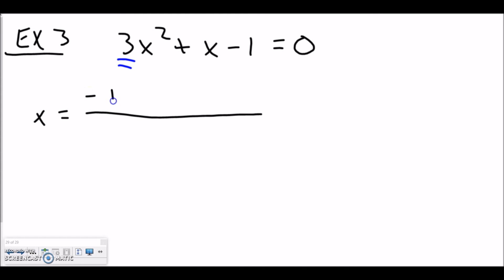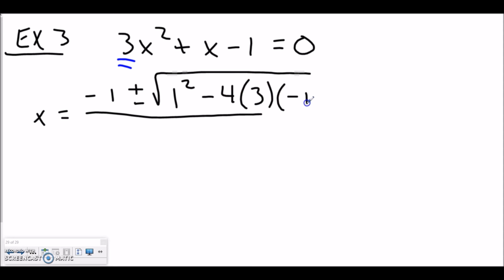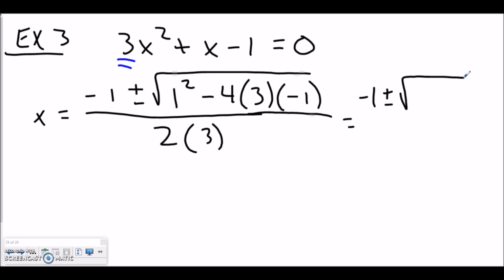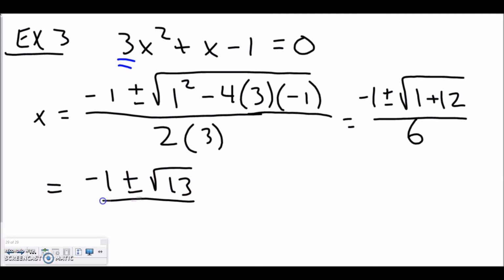Negative b means negative 1, plus or minus b squared means 1 squared, minus 4 times a times c, all over 2a. That means negative 1 plus or minus 1 squared is just 1. Negative 4 times 3 times negative 1 is positive 12. And all that's over 6. That means negative 1 plus or minus the square root of 13 over 6. And there's nothing that we can do with that square root of 13. So this is done in terms of an exact answer.